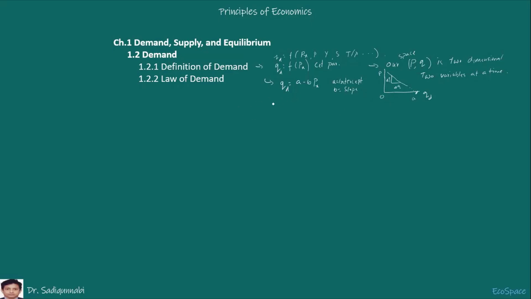Okay. And we know the law of demand. What is the law of demand? The law of demand is when Px increases, QD decreases. When Px decreases, QD increases, and both should be with ceteris paribus. Why ceteris paribus? Because we only deal with two variables at a time. So this is our law of demand. When price increases, quantity demanded decreases. When price decreases, quantity demanded increases.